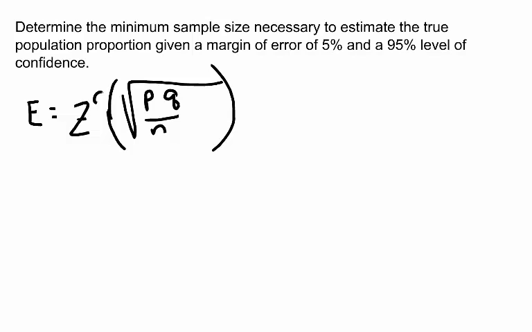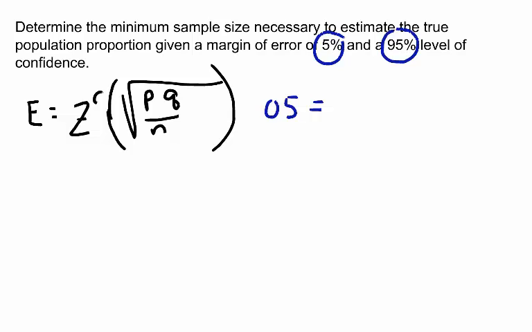Note that in the problem, we're given a margin of error of 5%. We need to write this as a decimal, so we have 0.05 equals, and now we need to find our critical value of Z. To find our critical value of Z, we note that we're using a 95% level of confidence.